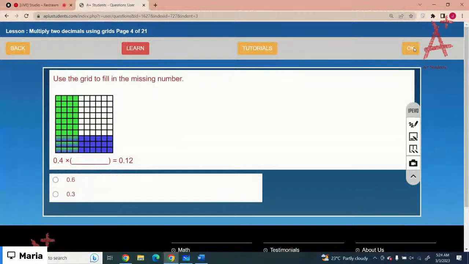Use the grid to fill in the missing number. So which number is missing? 0.4. The green represents 0.4 and the blue represents, just three of the rows are colored, so it represents 0.3. So the missing number is, very good, 0.3.